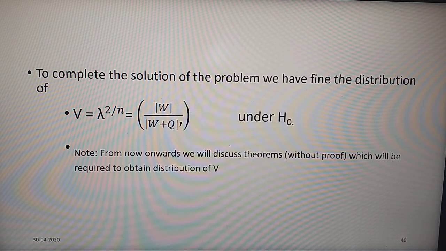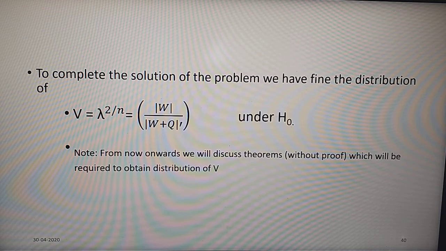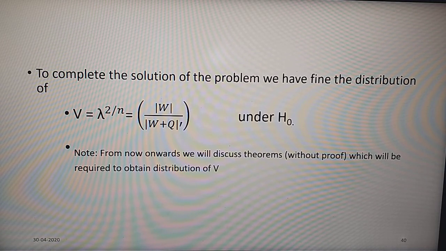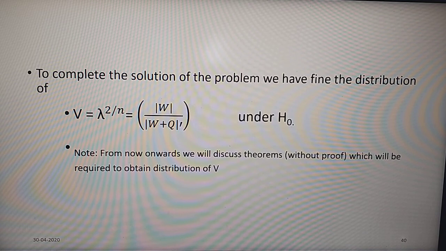Last time, in the last theorem, we have shown B is lambda to the power 2 by n, which is equal to determinant W by determinant W plus Q, where W is the within matrix, and Q is called the between matrix. To complete the solution of the problem, we have to find the distribution of B, the statistic, under S naught.